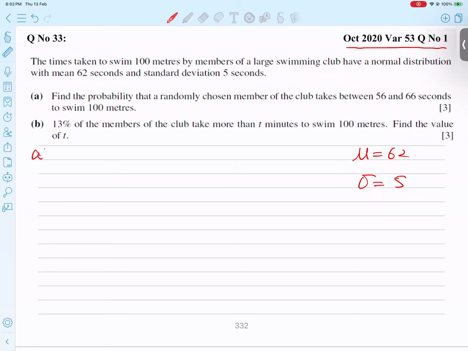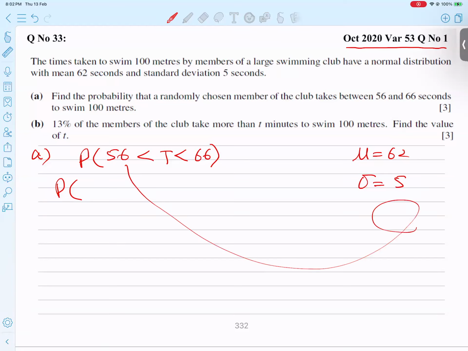So part A. How to write it? Time less than 66 seconds and more than 56 seconds. We want to find it. And what is the technique to do it? We have a special formula. You know it very well. The formula is z equals x minus mean divided by deviation.